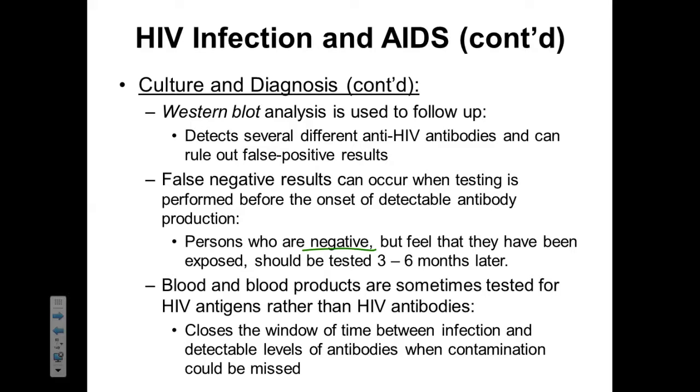Therefore, if a patient has a false negative result, but they have a strong suspicion or a strong hunch that they've been exposed to the virus, there should be a follow-up test 3 to 6 months later just to confirm that negative result. Occasionally, blood and blood products are sometimes tested for HIV antigens as opposed to HIV antibodies. The presence of HIV antigens within the blood is going to occur much more rapidly after infection compared to the presence of HIV antibodies, which means that we can get that positive result quicker than we could when we looked for the presence of antibodies.